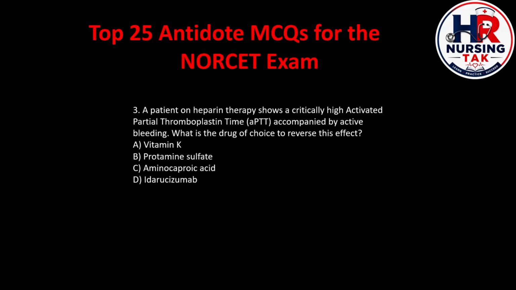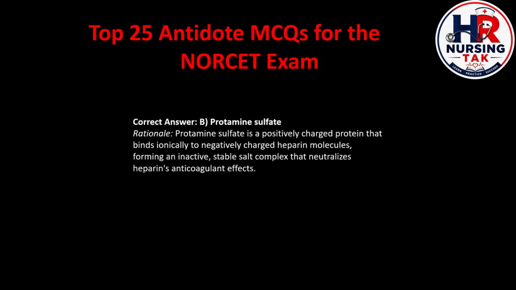Question 3. A patient on heparin therapy shows a critically high activated partial thromboplastin time, aPTT, accompanied by active bleeding. What is the drug of choice to reverse this effect? A. Vitamin K, B. Protamine sulfate, C. Aminocaproic acid, D. Idarucizumab. Answer B. Protamine sulfate. Rationale. Protamine sulfate is a positively charged protein that binds ionically to negatively charged heparin molecules, forming an inactive, stable salt complex that neutralizes heparin's anticoagulant effects.